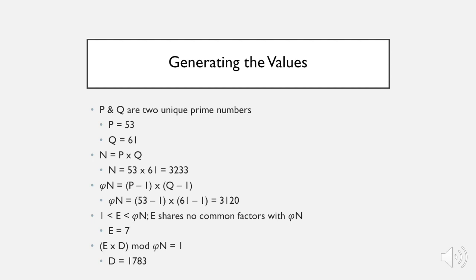To generate e, the key generator must pick an integer that satisfies the requirement 1 is less than e is less than phi n, and e shares no common factors with phi n. I've chosen e to equal 7 in our example.